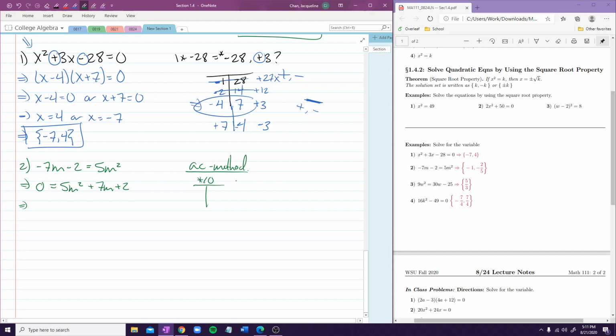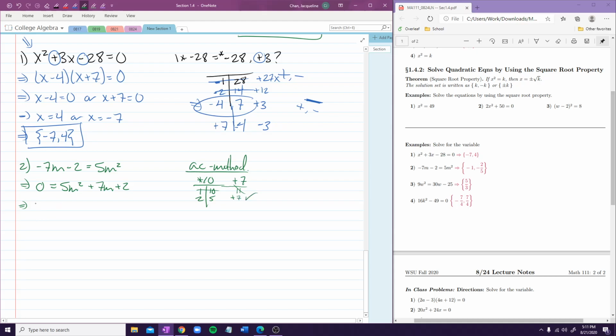So multiply, and we want it to add to positive 7. Okay, so if I think 1 and 10, okay, so this is positive, and this one's positive. I'm just going to pick two positive numbers. When I add it, I get 11. All right, so that won't work. Okay, what about 2 and 5? They do add to be 7.